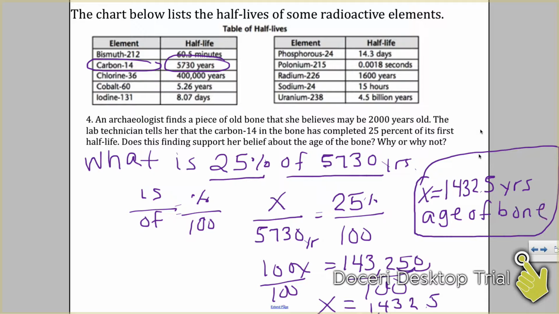So was she right? No. Turn around this way. It says, does the finding support her belief about the age of the bone? She believed it was 2,000 years old. Is she right? No. She is incorrect, because it's not 2,000 years. It's 1,432 and a half years old. Doesn't matter. That's not the question. Was she right? No. Any questions about that?